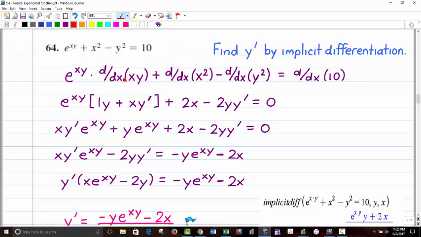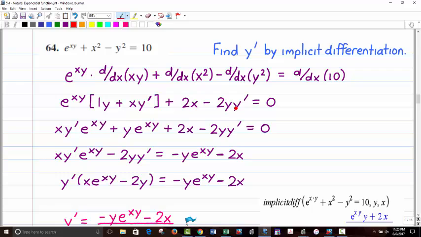So x times y has to be treated as a product rule. So I did f prime g. The derivative of x is 1 times g, which is y, plus f, which is x, times the derivative of y, which is 1, but it's 1y prime. You have to put the y prime in there. So every time you differentiate a y, you have to put a y prime. So look at this next term. d dx of x squared would just be 2x. But then d dx of y squared is 2y, but it's 2y y prime.